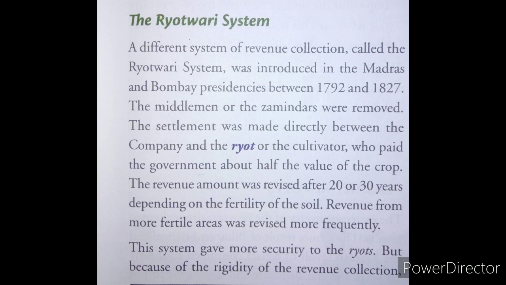This system gave more security to the Ryots, but because of the rigidity of the revenue collection, farmers had to turn to money lenders during years when the crops failed. So ultimately, farmers who had fertile lands were the ones paying this revenue.